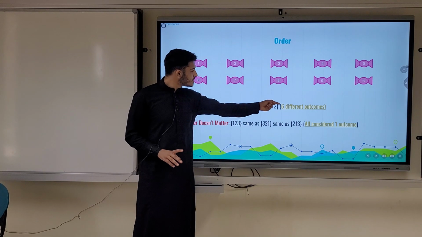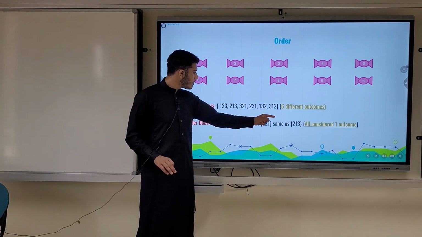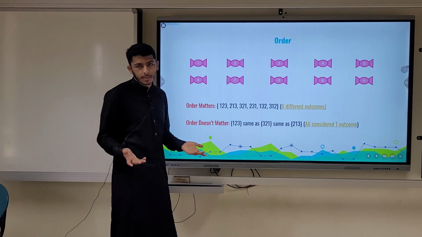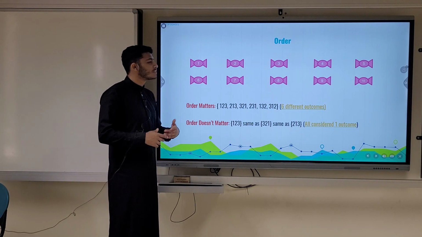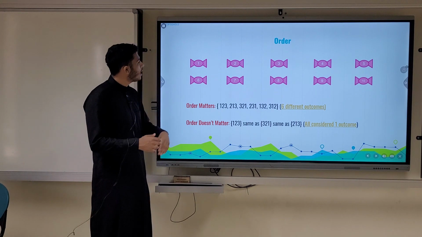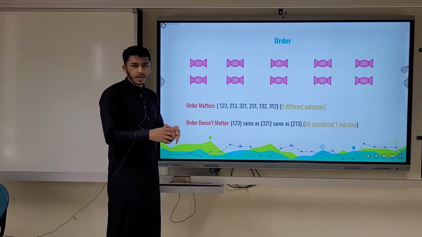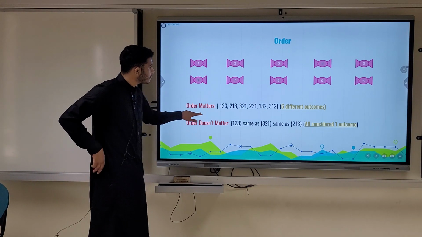While here we have 6 distinct different outcomes, here we consider it just to be one outcome, and we don't care because they are all the same, and there is not going to be anything drastic if we choose 2 before 1 or 1 before 2. As long as they are grouped together, that's what we care about.